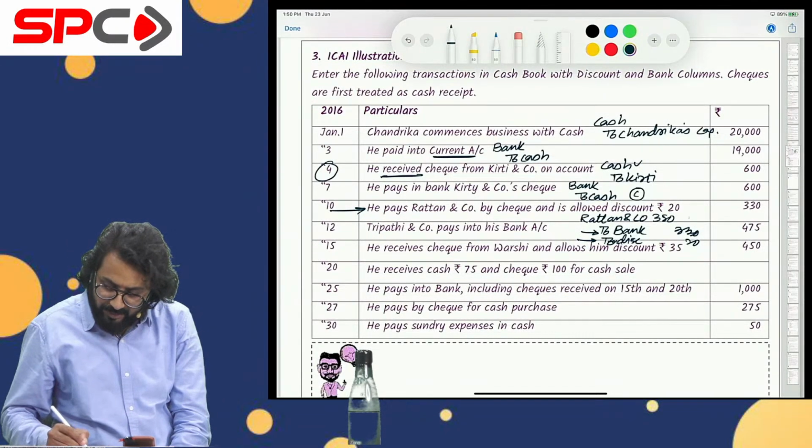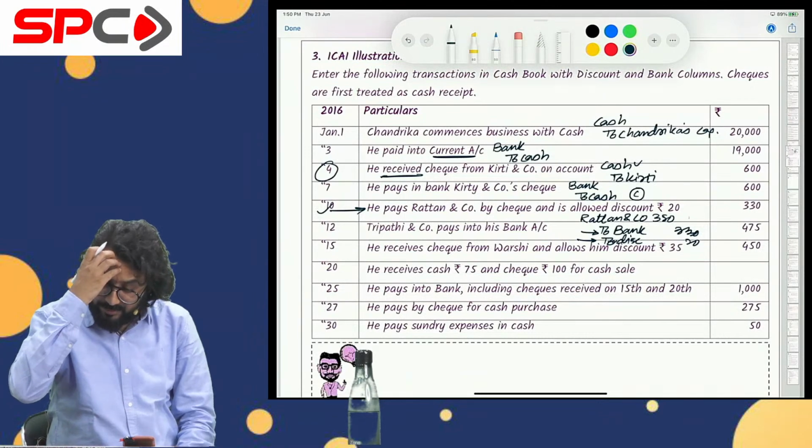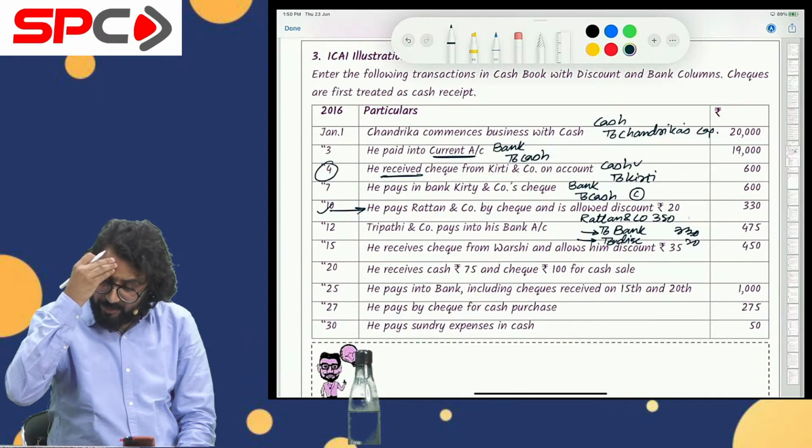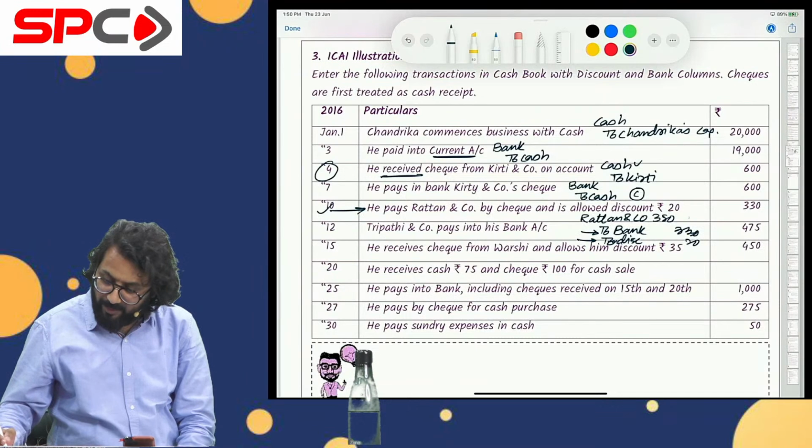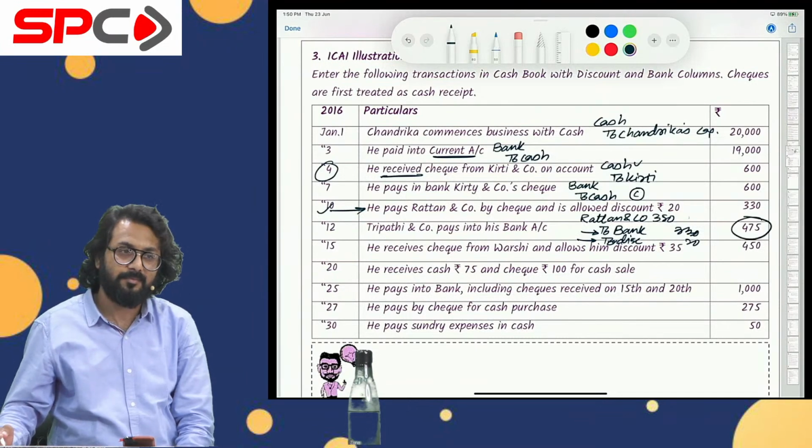So we have understood 10th transaction also. Tripathi and Company pays into his bank 475. Now what he will pay into his bank? Water.